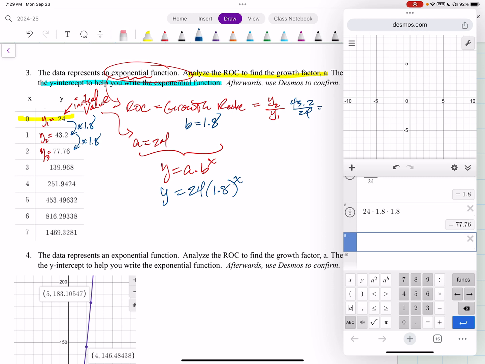And if you want to check that, it's real simple to do. You type it in: y equals 24, times your growth rate of 1.8, and then take it to the power of x.